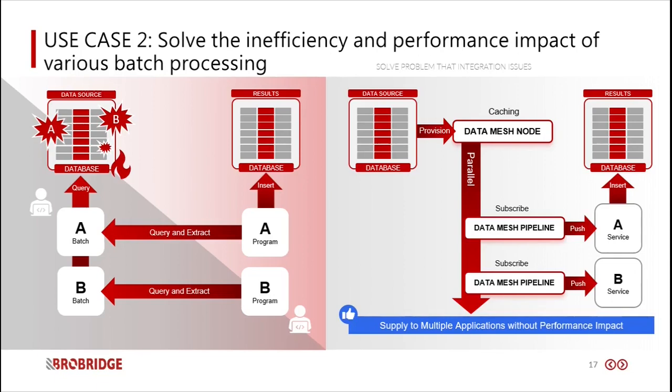With the data mesh platform, data exchange no longer needs to write multiple programs or provide APIs. The data is sent and processed at a flat rate. There is no momentary performance impact. Read the data source once for many applications. You can provide data to many services without re-querying the data source, even for new services. Supported by the cache mechanism, multiple applications can be supplied at the same time without impacting the source's high throughput.